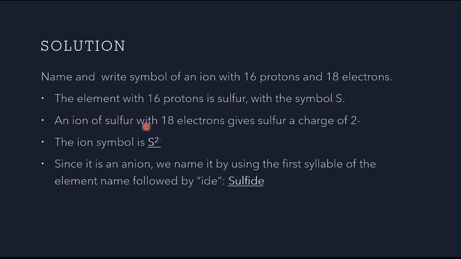An ion of sulfur with 18 electrons gives sulfur a charge of 2 minus, so we would then write the symbol as S2 minus. Since it is an anion, we are going to name it using the first syllable of the element name followed by "ide." So we would write this as sulfide.